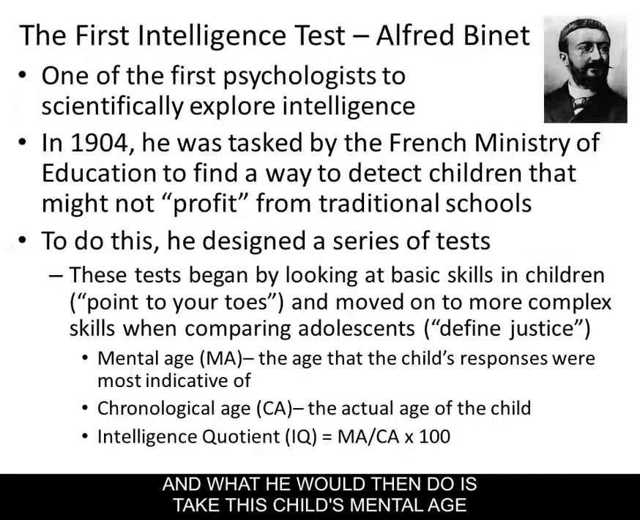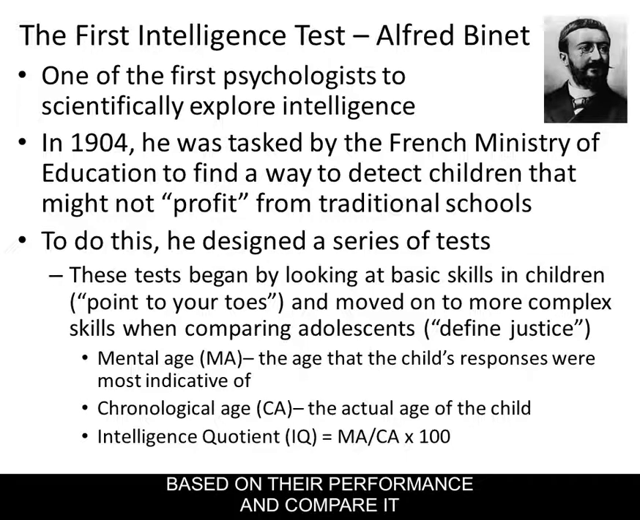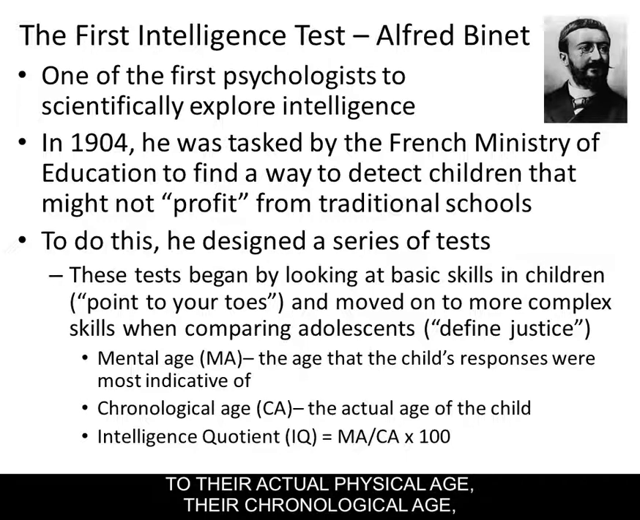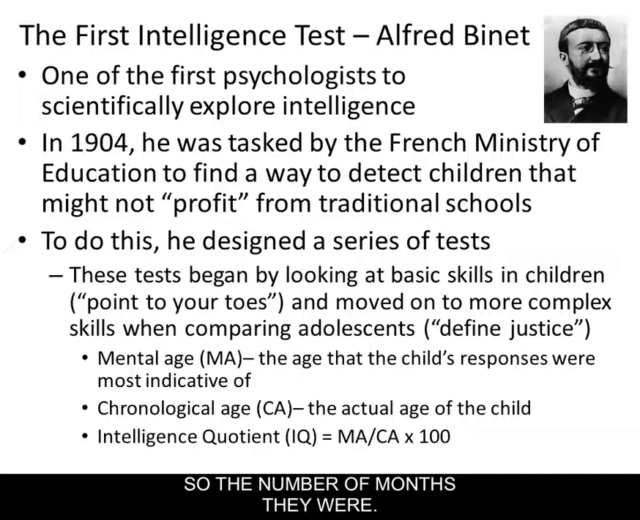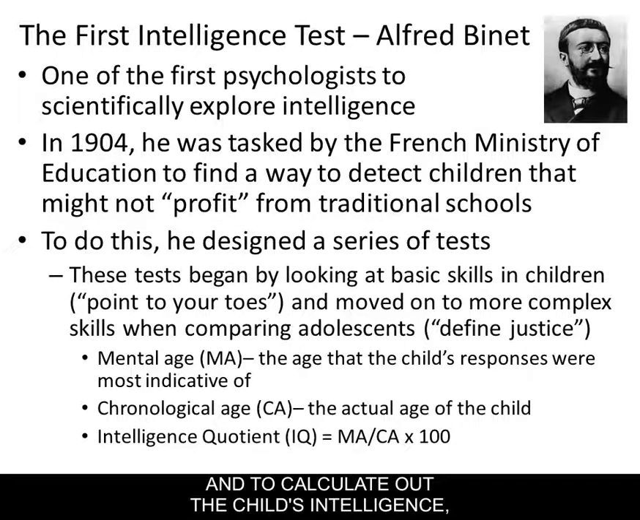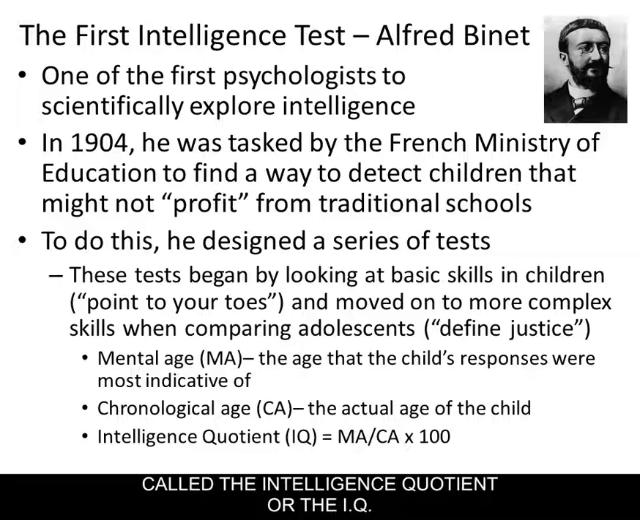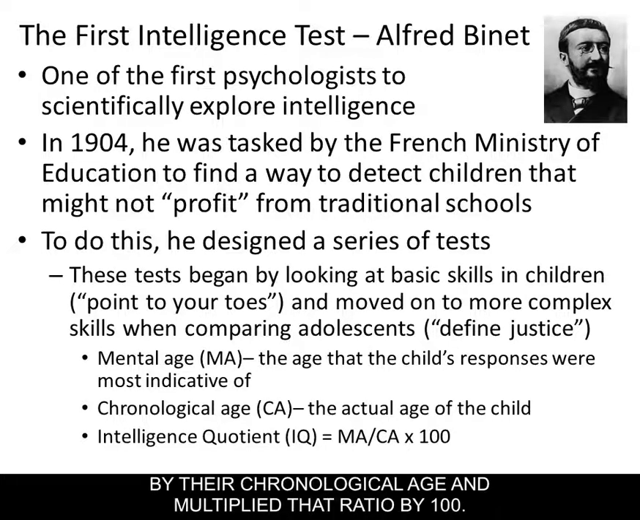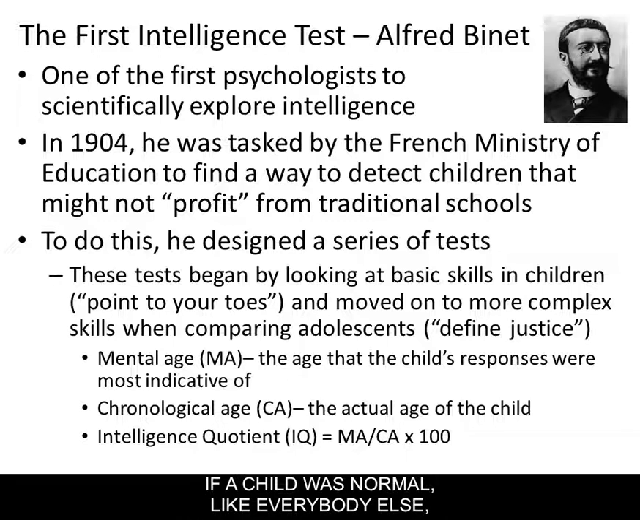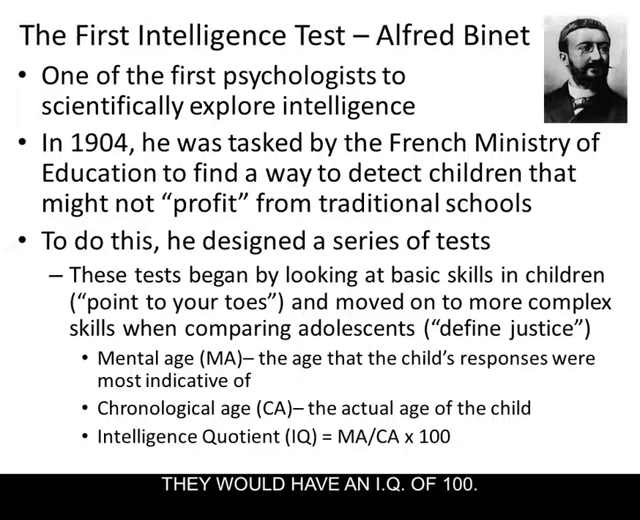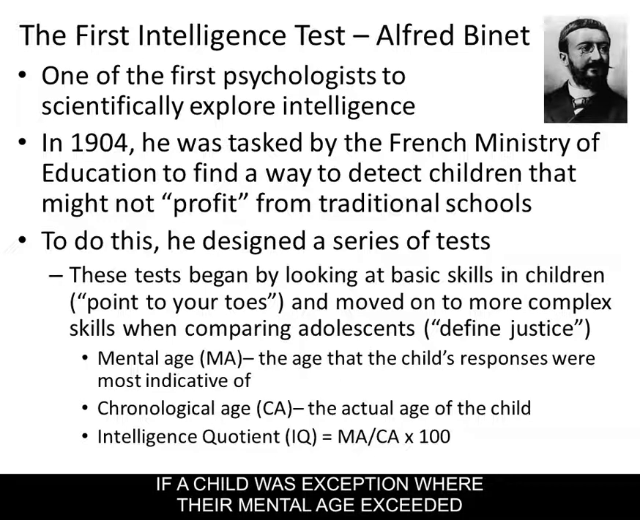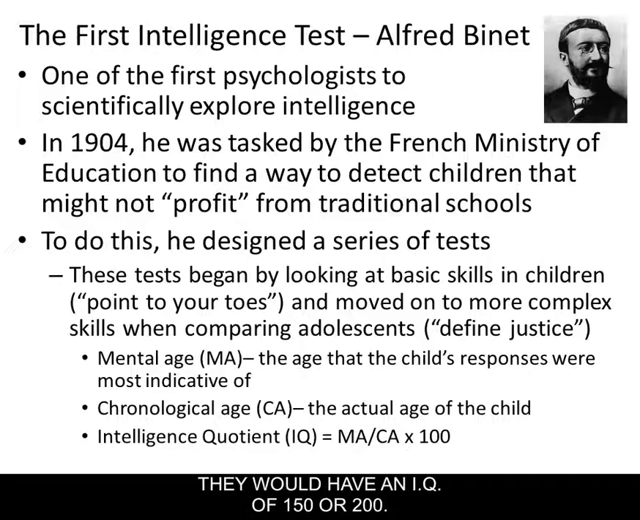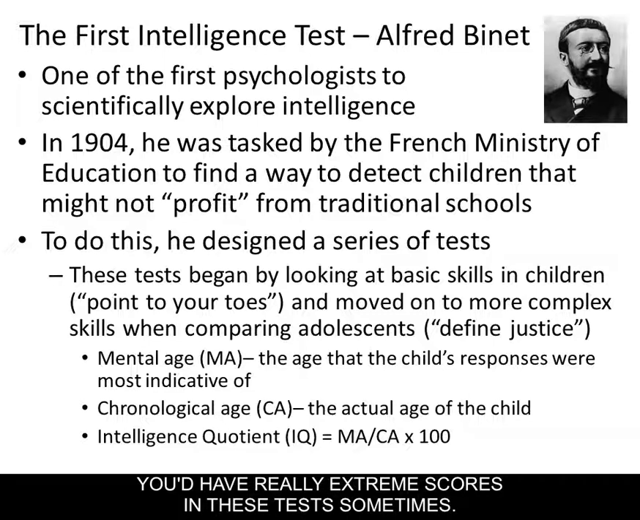And what he would then do is take this child's mental age based on their performance and compare it to their actual physical age, their chronological age, so the number of months they were. And to calculate the child's intelligence, he created this quotient called the intelligence quotient, or the IQ, where he divided the child's mental age by their chronological age and multiplied that ratio by 100. If a child was normal, like everybody else, they would have an IQ of 100. If a child was exceptional, where their mental age exceeded everybody else's in their chronological age, they would have an IQ of, say, 150 or 200. You'd have really extreme scores in these tests sometimes.